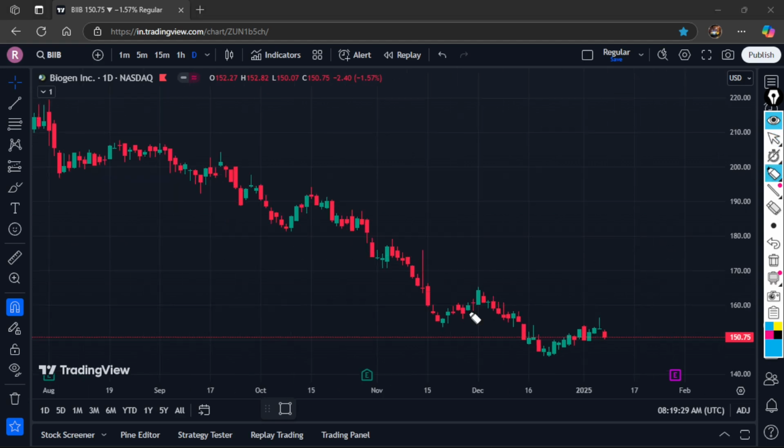Here in BIIB, you can see that the long term selling pressure was here, and the selling force was too much. Here you can see that it is trying to go downside, and here again we can see that the support is trying to become resistance, so we can plan to sell on this spot.